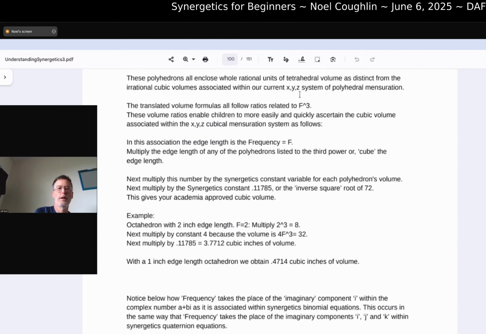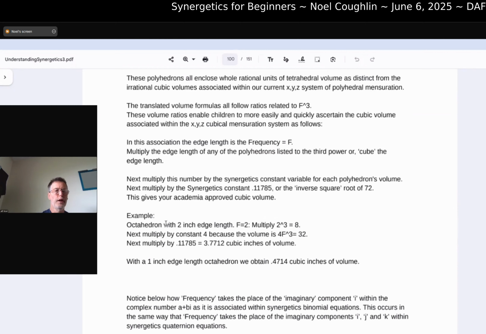XYZ system. The translated volume formulas all follow ratios which are related to frequency to the third power, or edge length to the third power. These volume ratios enable children to more easily and quickly ascertain the cubic volume associated within the XYZ cubical mensuration system as follows. So the edge length is the frequency. So if you just get out a ruler and you measure the edge length, you multiply the edge length of any of these polyhedrons listed above to the third power, then you multiply this by the Synergetics constant of 0.11785, which is the inverse square root of 72.